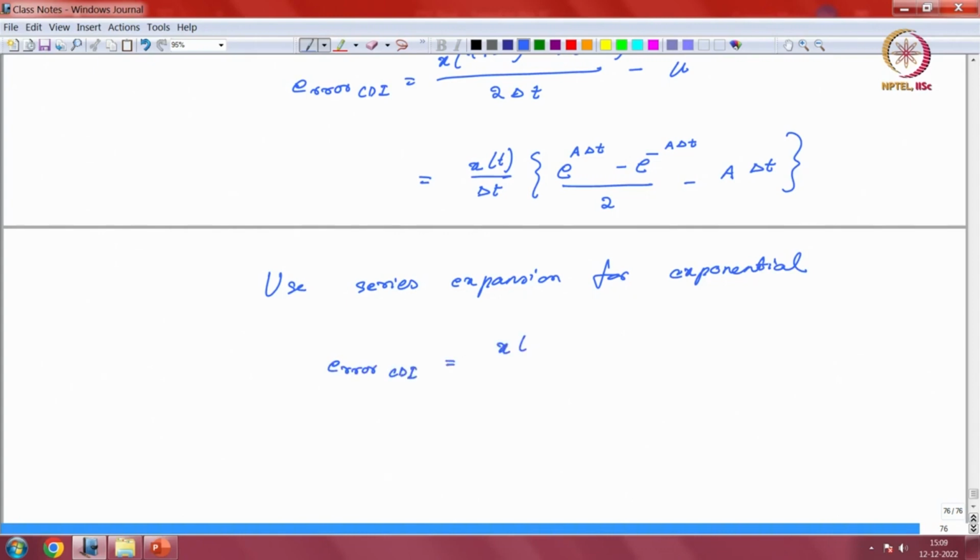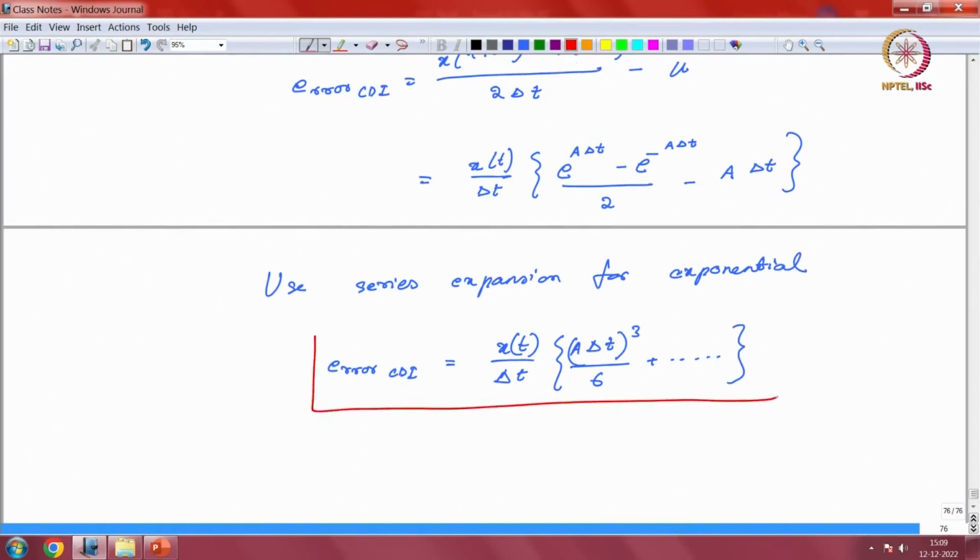as x(t) by delta t into delta t times a cubed by 6 plus other quantities. So this becomes my error in this particular case.